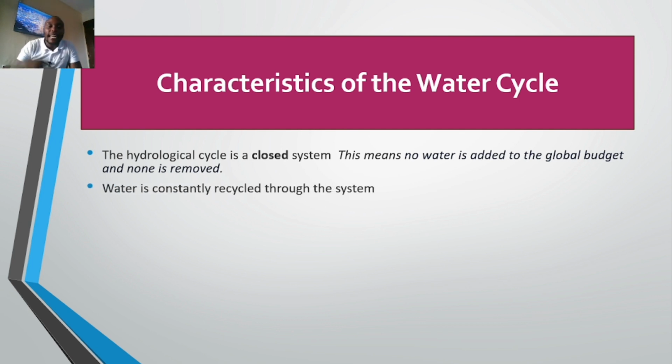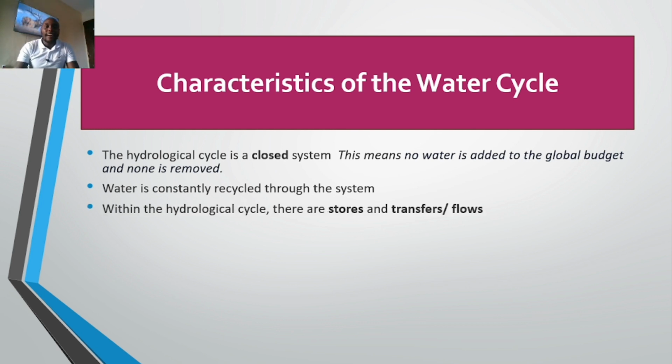Another characteristic: water is constantly recycled through the system. It's constant, something that is happening constantly. And then the third one: within the hydrological cycle, there are stores and transfers, or sometimes we call the transfers flows. So you should know that there are stores and also there are transfers, sometimes we say flows, in the hydrological cycle. Those are the three main characteristics that you should know about a hydrological cycle.